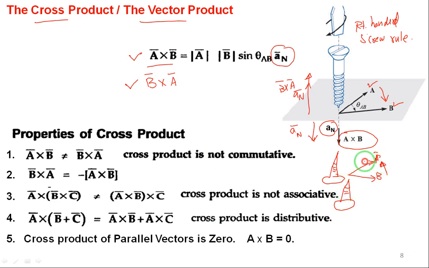Rotate from B to A. Rotate from B to A, it will move in the upward direction, right? Right-handed screw rule is upright, but the direction is reversed.